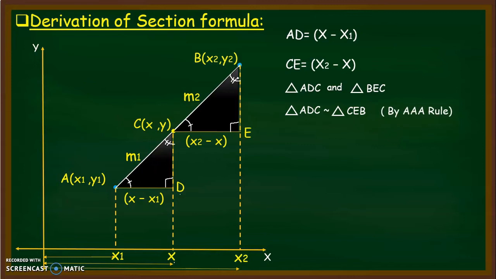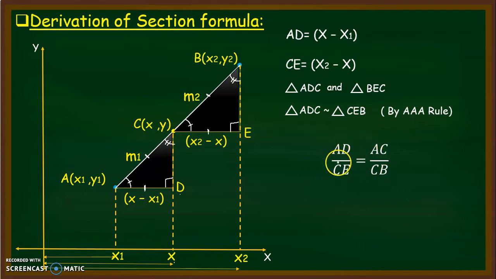And we know that if any two triangles are similar to each other, then the ratio of their corresponding sides will be equal. So here we can say the ratio of side AD and CE will be equal to the ratio of side AC and CB. So here we can write AD divided by CE will be equal to AC divided by CB.